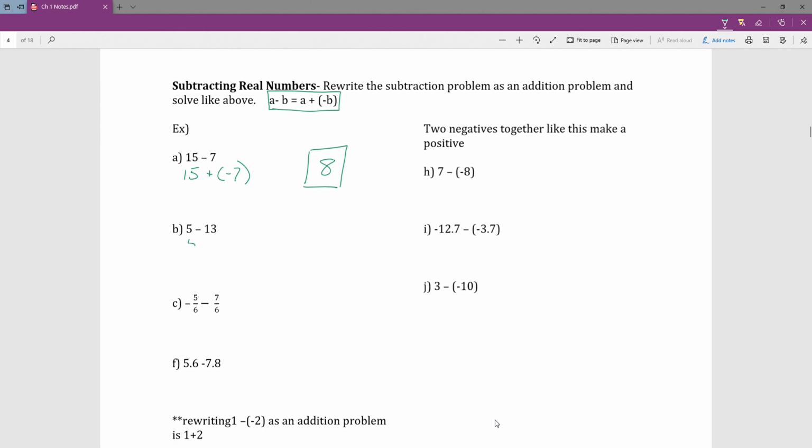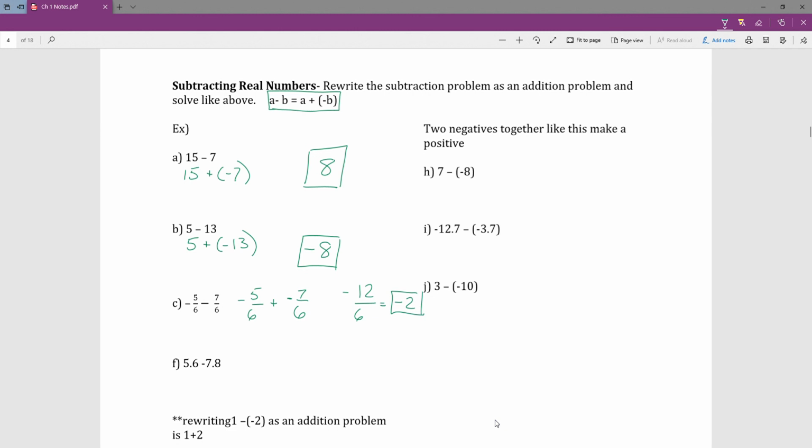So B, getting on with that one, it's 5 plus a negative 13. And here we have opposite signs, so we take the difference of this, and we're then going to take the sign of the larger number. So I get a negative 8 because 13 is bigger than 5, and the difference of these numbers is 8. I'll do these ones quick while we're here. So this one, rewriting it as an addition problem, it would be a negative 5/6 plus a negative 7/6. And so they share a sign, so I add these together, so I'd get 12, but it's a negative 12. It's still over 6, and simplifying that, my answer would be a negative 2.